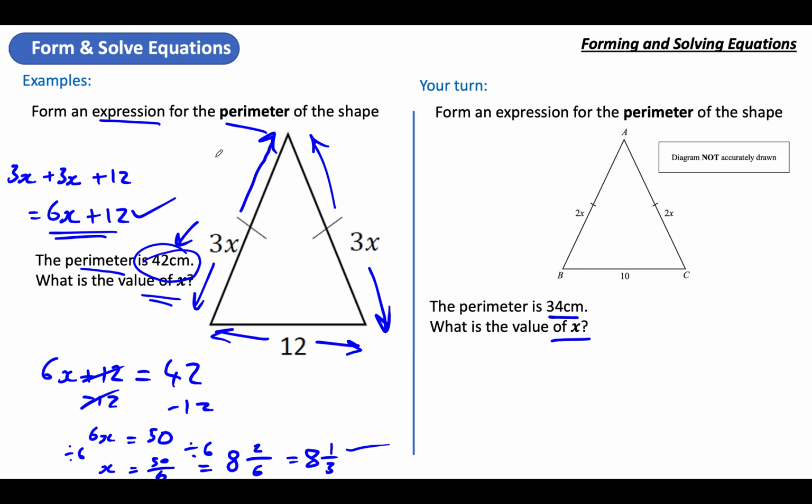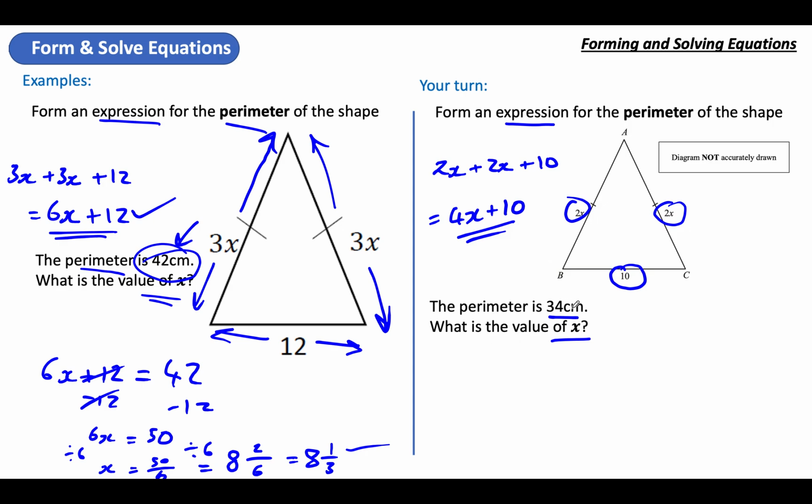We have unpaused. Form an expression for the perimeter of the shape. Well, that would be all 3 sides added up. 2x plus 2x plus 10, right? It's just the 3 sides as they're written in the question. And then simplify. We'll put the x's together to make 4x and then plus 10. 4x plus 10 is what we're after.